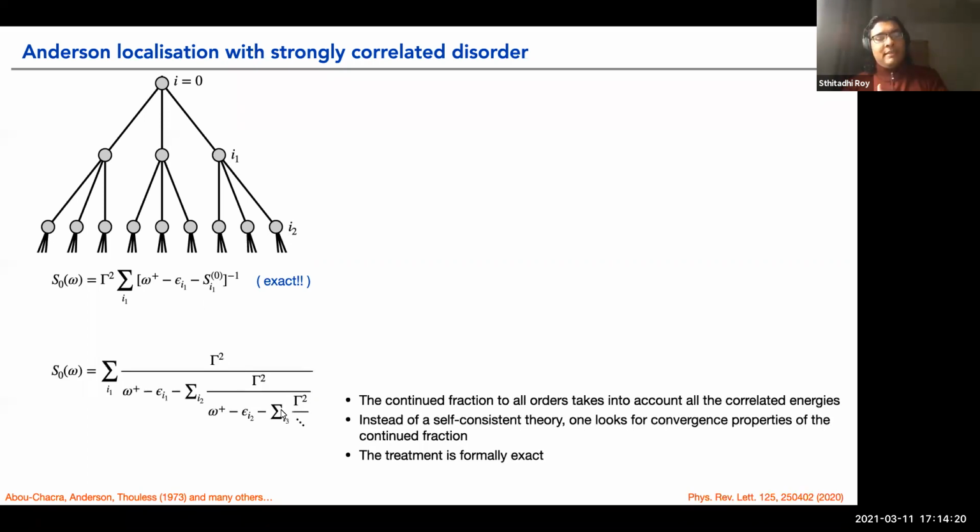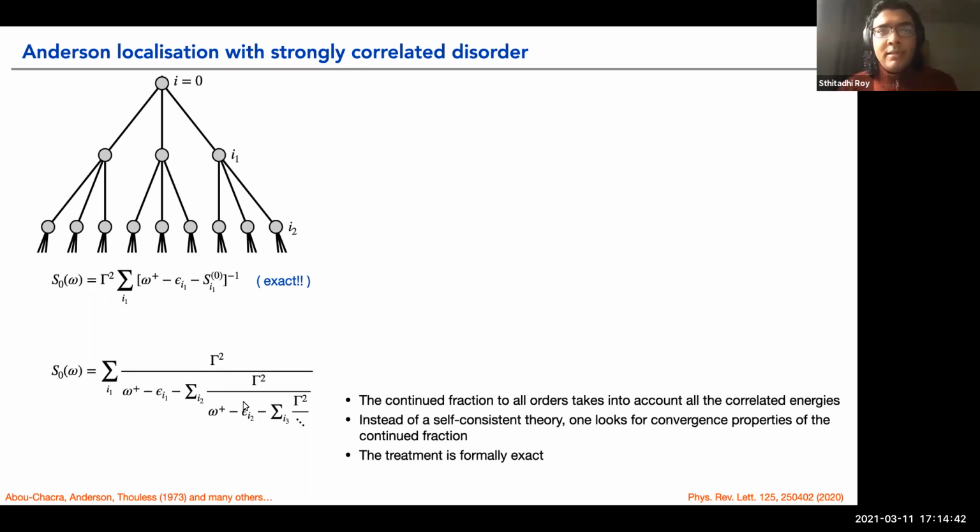But what that means is that you can basically write it in terms of a continued fraction, and take it to all orders. And instead of trying to do a self-consistent theory here, what we look for is the convergence properties of this continued fraction. Notice that it actually takes into account all the correlated site energies, and this treatment is formally exact.